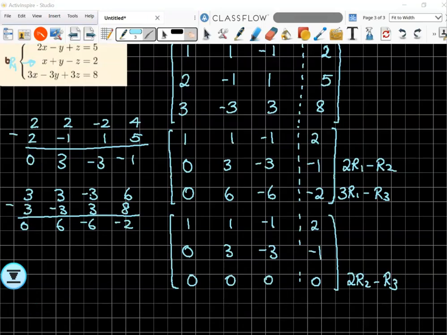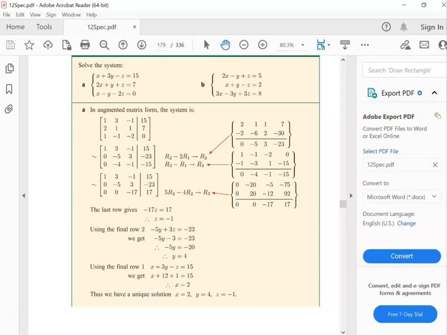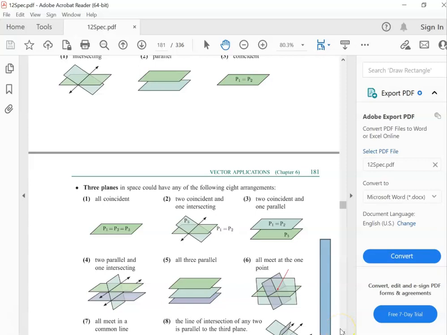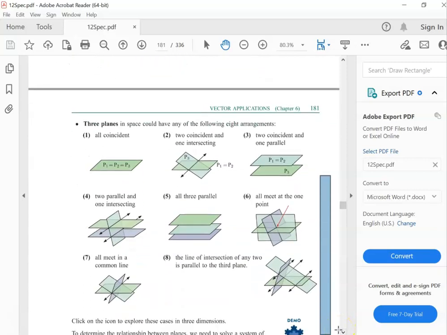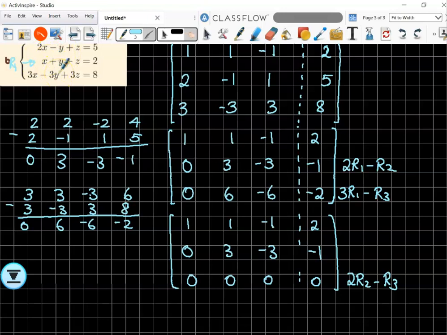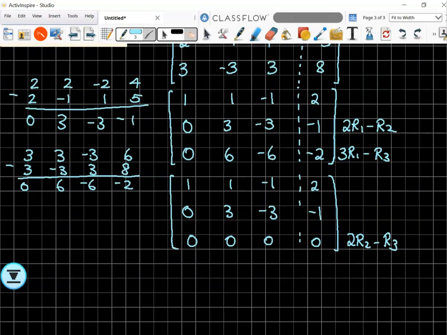We know they're meeting at a common line. So could it be that it looks like one of these? Could it be this one? Why couldn't it be this one? Because 2 planes would have to be parallel to one another, so they'd have the same normal vector, the same A, B, C, or multiples of, and clearly that is not the case there. Okay, so we carry on, and this is what we have to do, right?